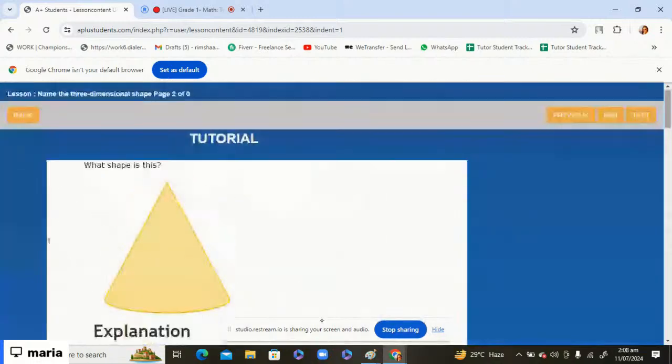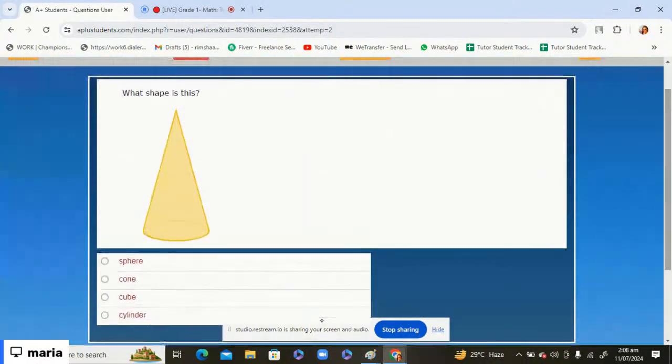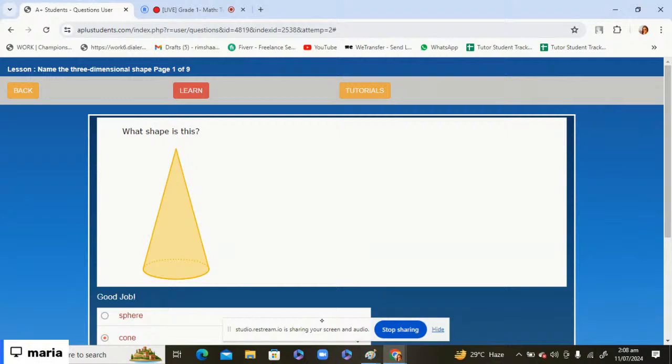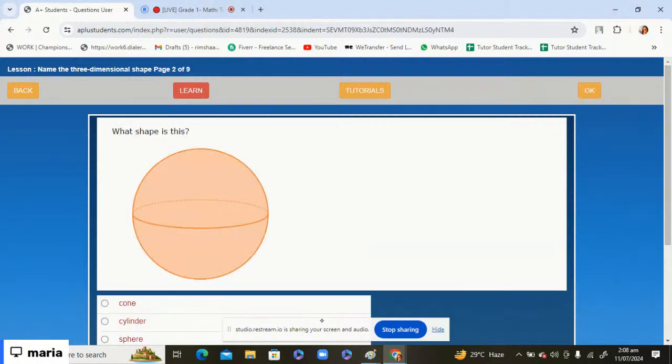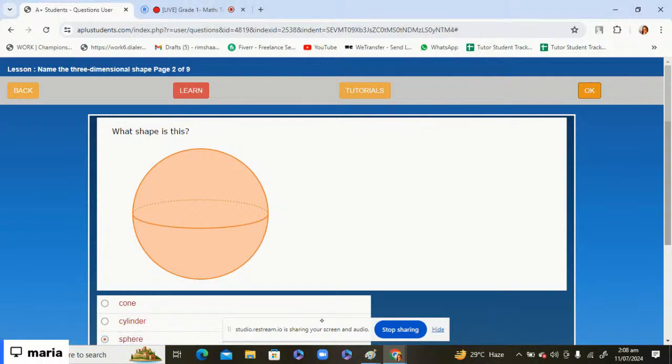Okay, now let's do some test questions for that. So when we see the first one, so what is the shape? It's like the shape of cone. Okay, so we go with this one and let's check. Okay, it's right answer. Okay, so what is this shape? This is the shape of the sphere, because there is a circle which is hollow inside, then we can say that this is a sphere.